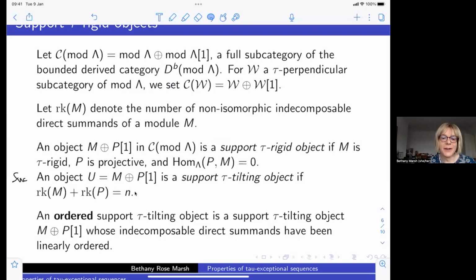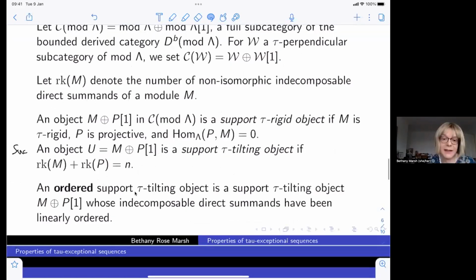And if the total number of indecomposable direct summands in both M and P added together is N, so this is the rank, then it's support tau tilting. And M might have some projective summands that also could be in P, and they're counted twice if that's the case. And then an ordered support tau tilting object is a support tau tilting object whose indecomposable direct summands have been linearly ordered.